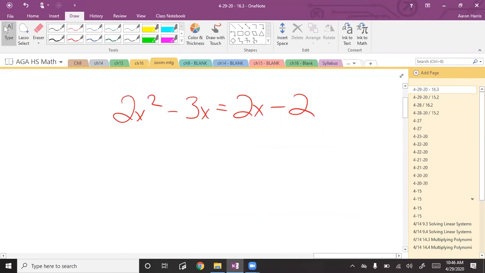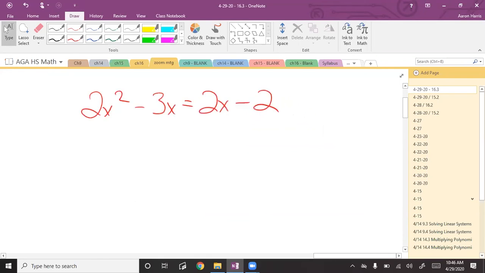Let's just do this, Aaliyah. Let's get everything on the left side. So what would I do first? We want to move everything to the left side. If this is the left side, this is the right side. How do I get the stuff on the right side over to the left? What do I do with the 2x?